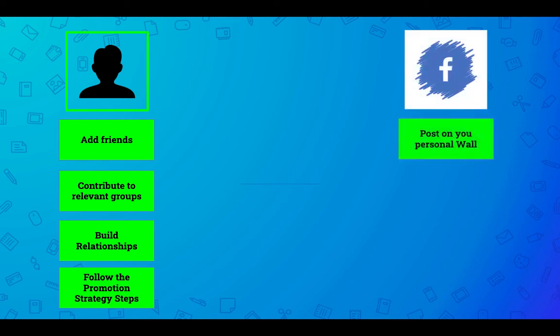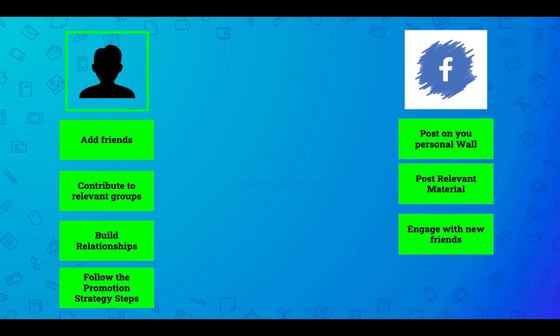And then on the Facebook side, once you have people on your friends list, you post on your personal wall to that segmented friends list. You post relevant material to that niche. Could be fun things, could be some valuable things like advice, anything that you think would be relevant to that niche. You engage with your new friends. If they answer you, reply back, and you have conversations with them on the platform. And then you just keep building those relationships.